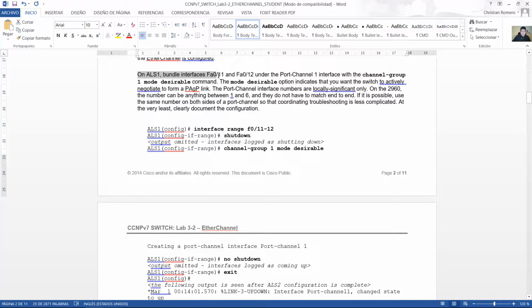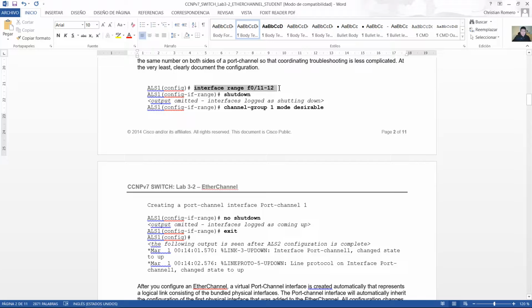On ALS1, bundle interfaces 1/1 and 1/2 on the port channel 1. The desirable option indicates that you want the switch to actively negotiate to form a Port Aggregation Protocol link. The port channel interface numbers are locally significant only. On the 2960, the number can be anything between 1 and 6, and they do not have to match end-to-end. If it is possible, use the same number on both sides of a port channel so that the coordinated troubleshooting is less complicated. At the very least, clearly document the configuration.